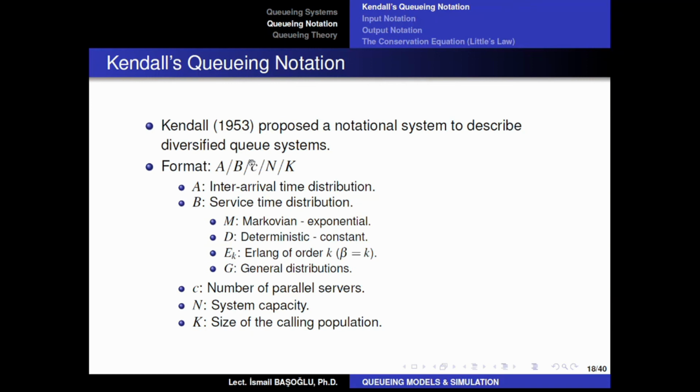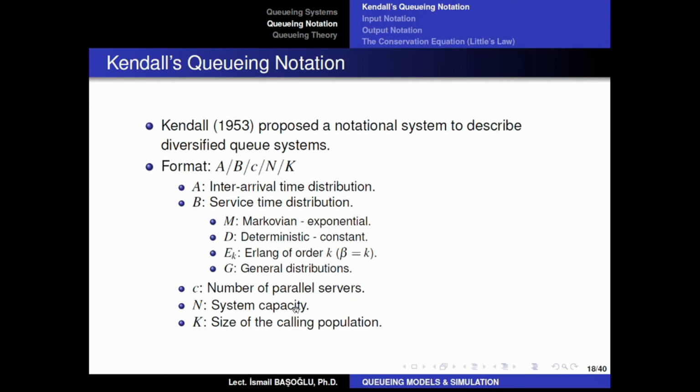In the third section, we have C. C indicates the number of parallel servers in that queue. For example, if C is equal to 1, then this means this is a single server queue. If C is equal to 2, we have 2 servers in that queue, 2 parallel servers in a single queue. If C is infinity, then we say this is a self-service queue.